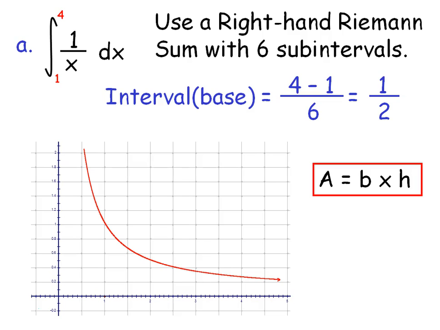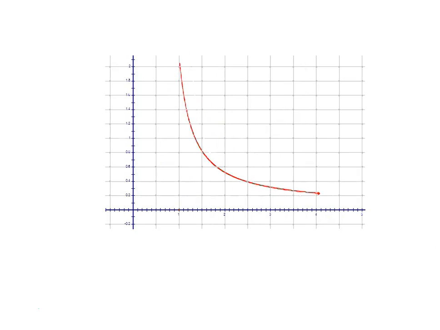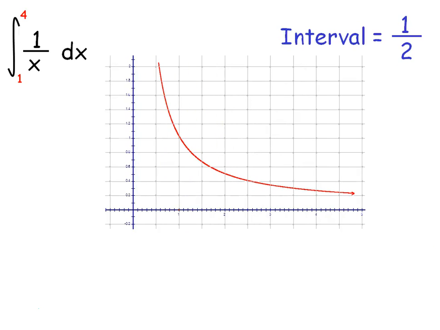So the right-hand corner of each rectangle is going to touch our curve. So the first rectangle, we bring it on over here. Once again, the interval or the base is 1/2, and the approximation is going to start from 1 to 4. So the first rectangle will look sort of like this. The first rectangle goes from 1 to 1.5. The second rectangle goes from 1.5 to 2.